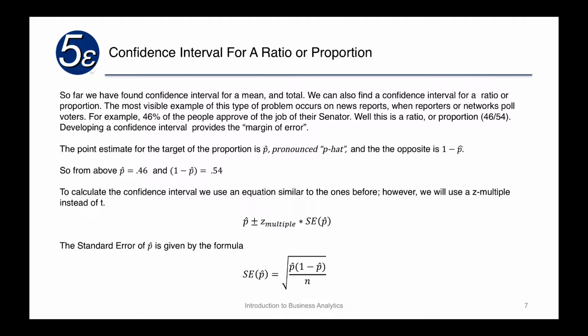Now, the standard error of p hat is given by the following formula. It's the square root of p hat times 1 minus p hat over n. And this describes the error around our point estimate for the success proportion.